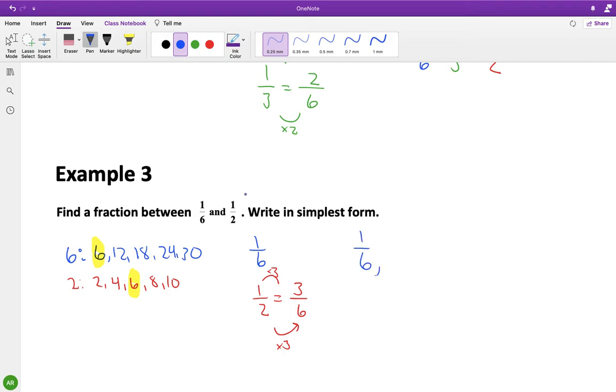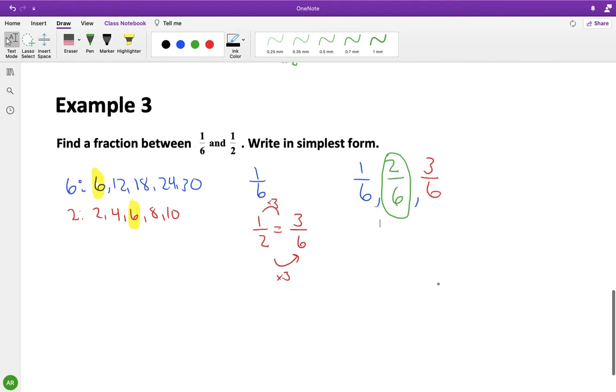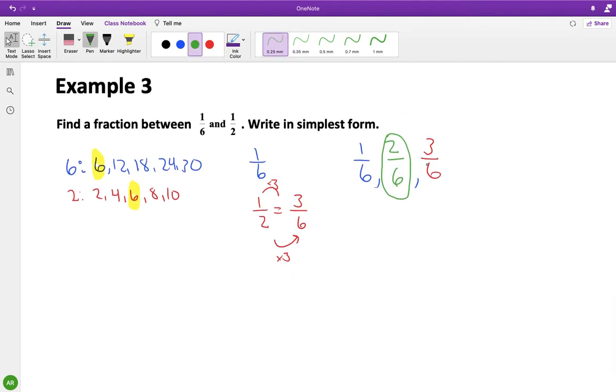So now we have 1/6, and we're trying to find something in the middle, and then we have 3/6. Okay, so if we look at this, we see that we have a 1 and then a 3. So it'd be logical to say that we could go ahead and say that 2/6 is in the middle of these two numbers. So basically repeating what we did before. Okay, now let's extend this. Let's say we're trying to find a number between 1/6 and 2/6. How can I do that?